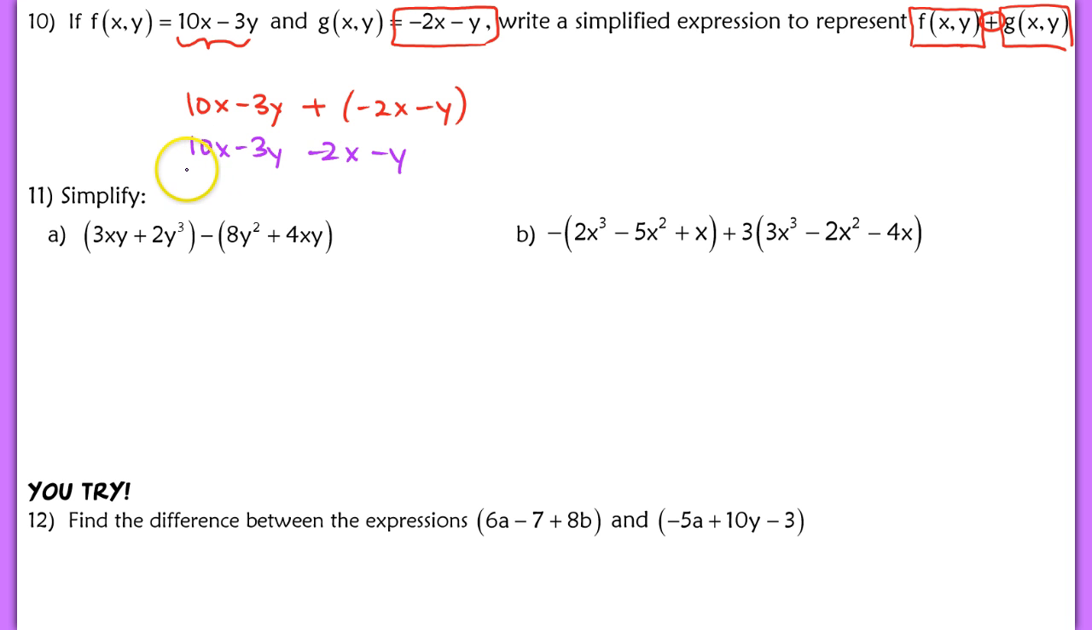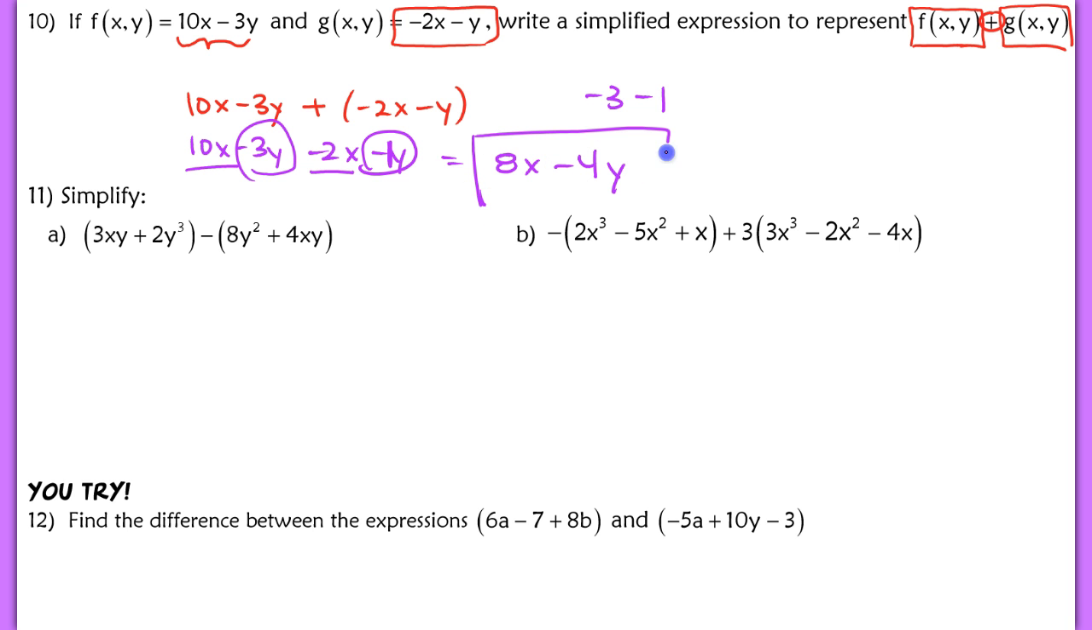Now I combine like terms. I have 10x and negative 2x. Type in 10 minus 2 in your calculator and you'll get 8x. Then negative 3y and negative y. Type in negative 3 minus 1. Be careful that there is a 1 here, so you definitely have a number there. And you end up with negative 4 attached to the y. So this is my simplified expression that represents f of x comma y plus g of x comma y.